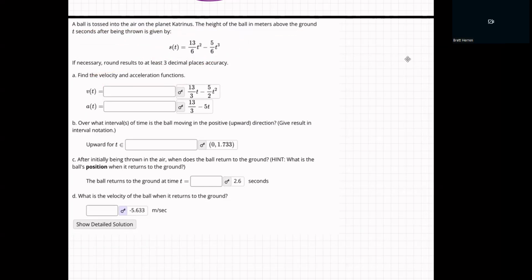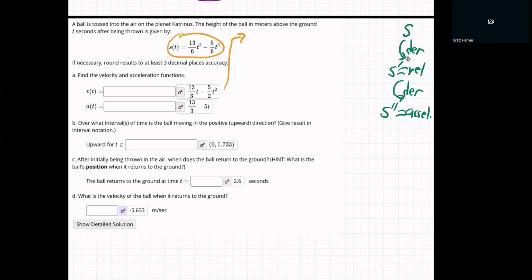So we know that if we have a function s and we take the derivative, s prime, that'll be velocity. And if we take the derivative again, s double prime, that'll be acceleration. So we'll do that. All right, so let's come up here. So here's the s function.